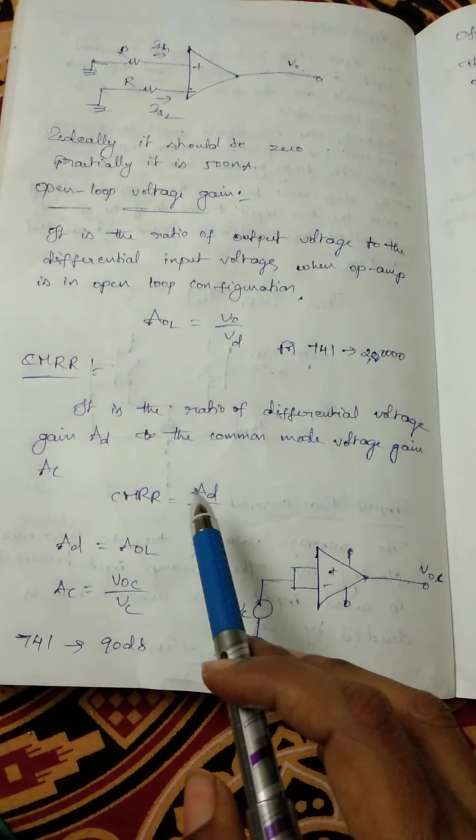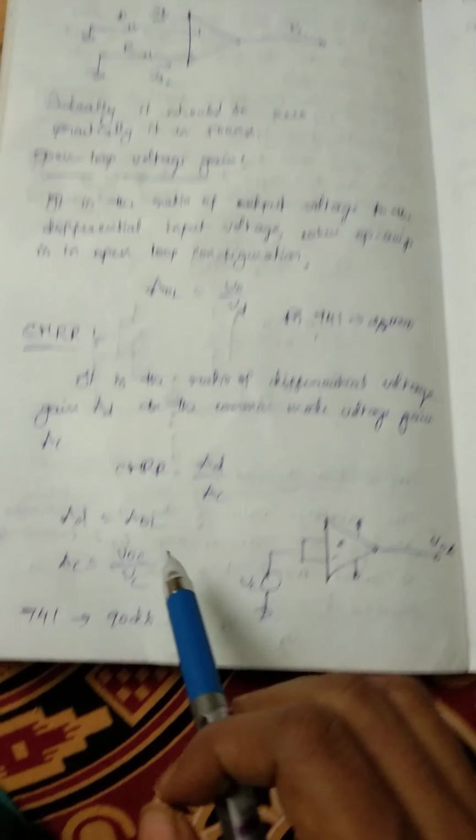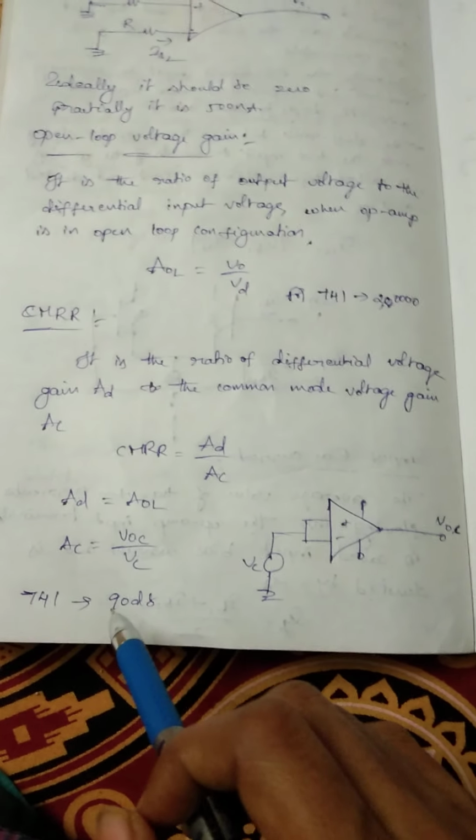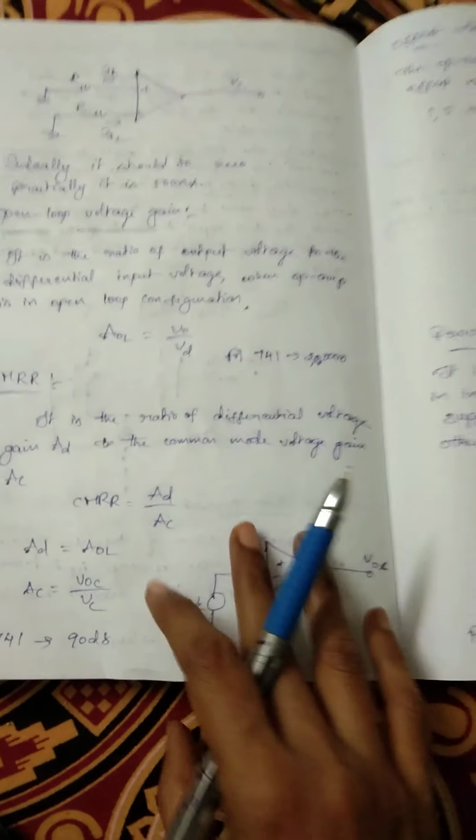The ratio of differential gain to the common mode gain is represented as CMRR, and for the 741 IC, CMRR is approximately equal to 90 dB.